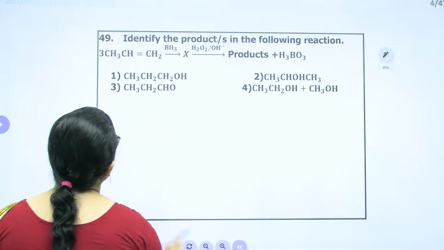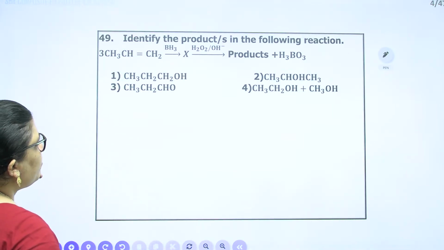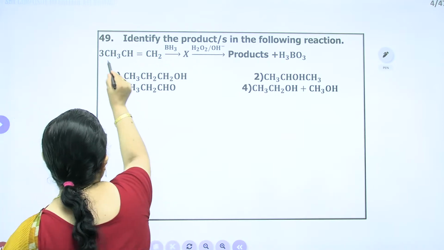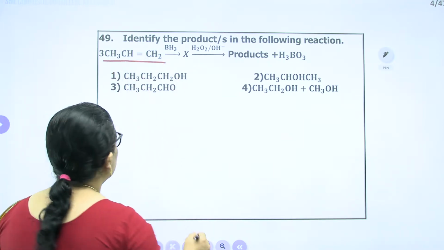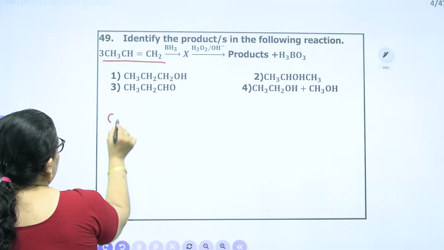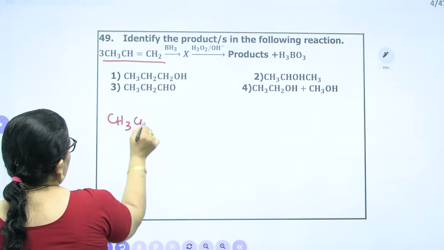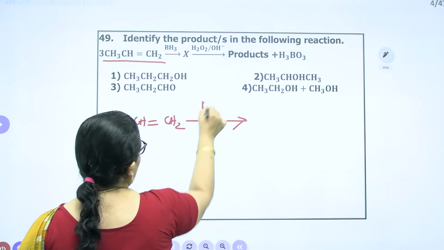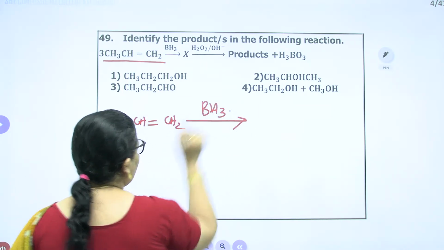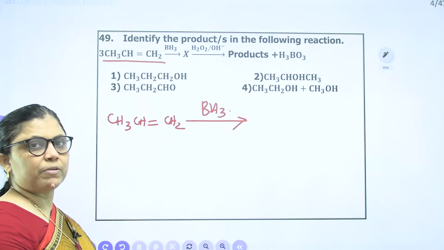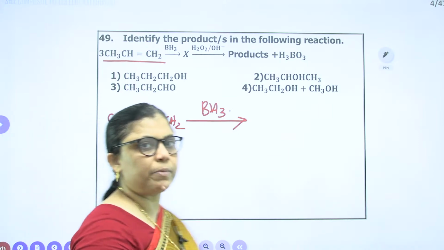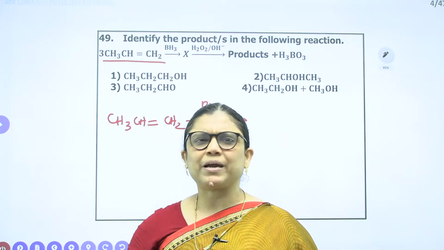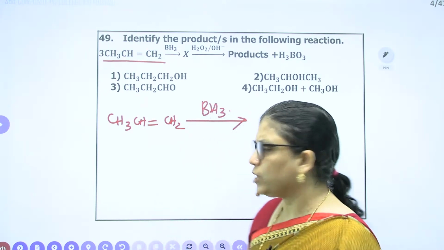Question number 49. Identify the product. It is an addition reaction with propene. Let us write over here propene, CH3, CH double bond CH2. We are going to add diborane or hydride of boron. BH3 can be split up as H and BH2.